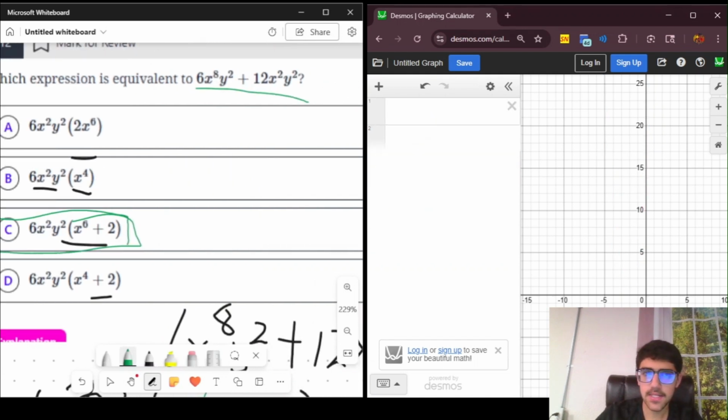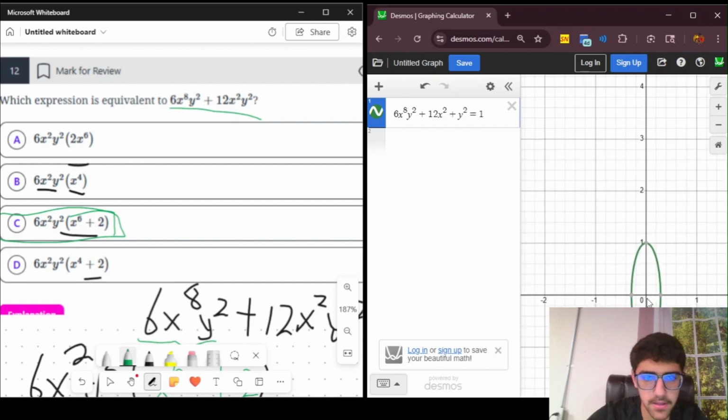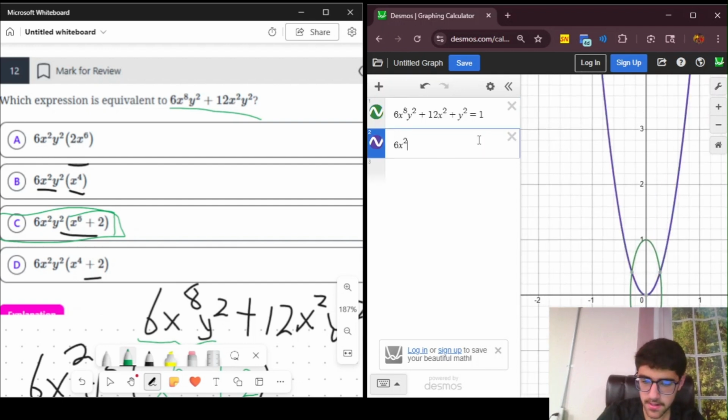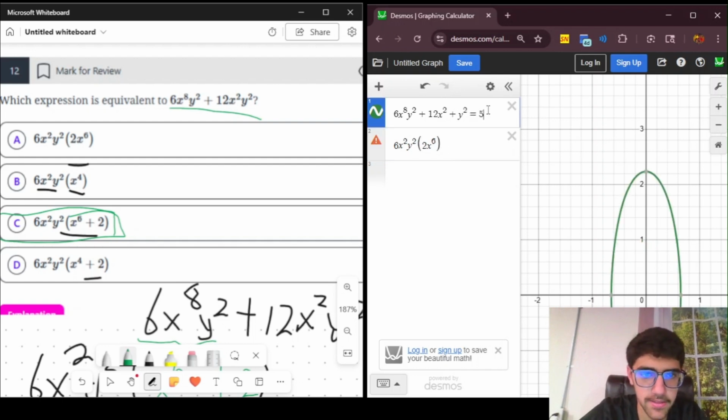The expression is 6x to the 8 times y squared plus 12x squared y squared. It says, try adding an equal sign to turn this into an equation. Oh. So let's say that it's equal to 1. And then let's plug something else in. So 6x squared y squared times 2x to the 6. The reason why I told you to add equal signs is because this is not a proper function, because it's not like a linear or quadratic. It's more something that goes around in a circle. It's similar to a circle, but not exactly that. Anything you put is going to look similar to that.